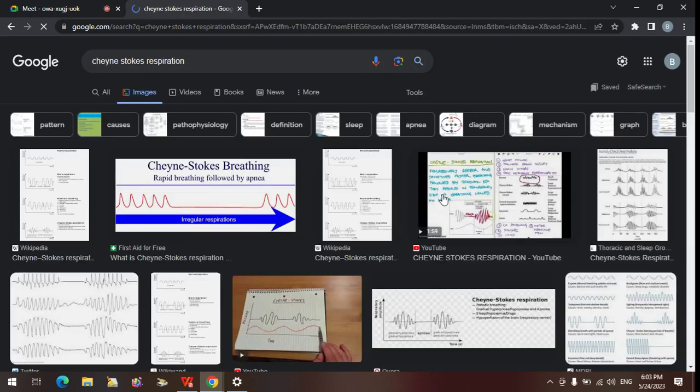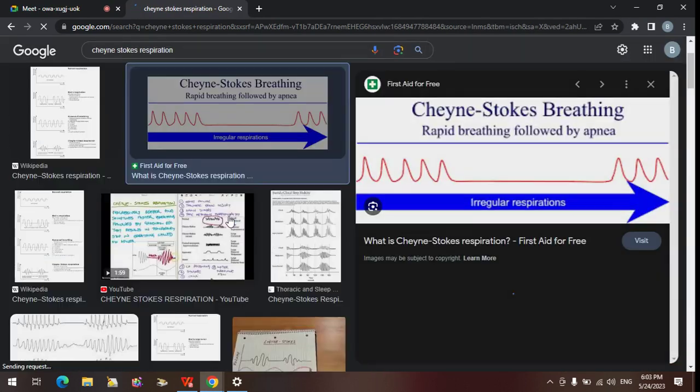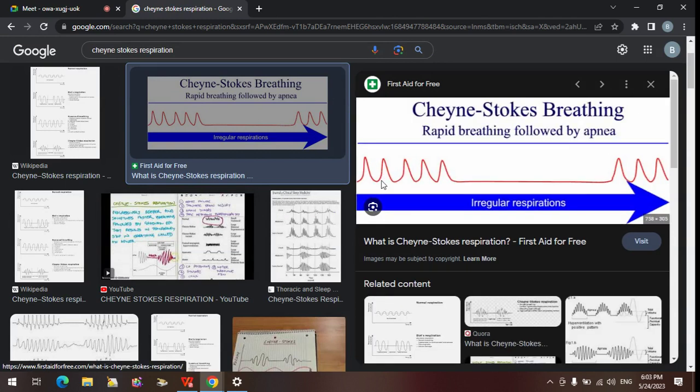So the normal oscillatory part, exactly. So this is it. Can you guys see my screen?